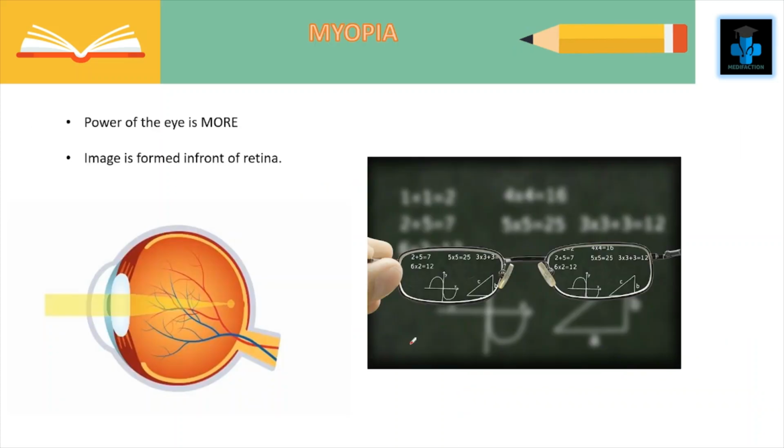Now let's learn in detail about myopia. In myopia, the power of the eye is actually more and the image is formed in front of the retina. As you can see, this right here is the retina. The image is supposed to form here, but in the case of a myopic patient, the image is formed in front of the retina.